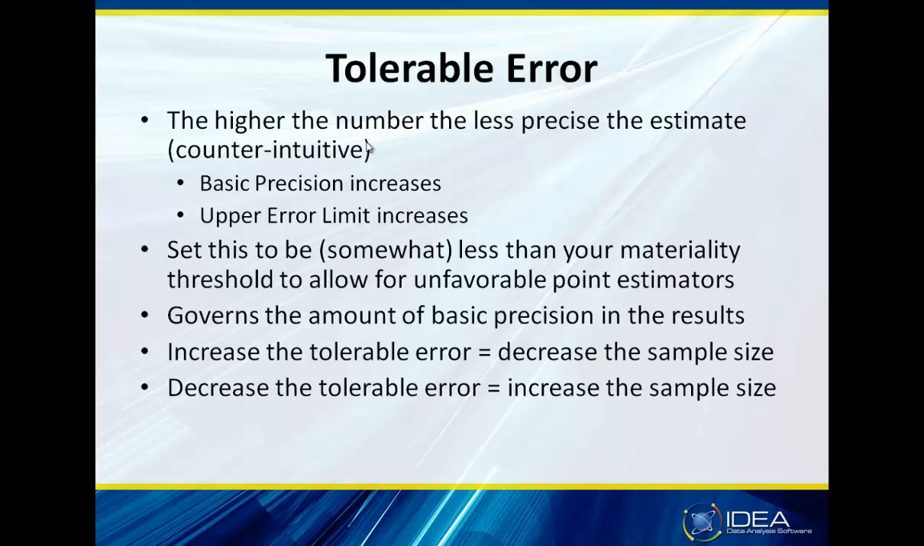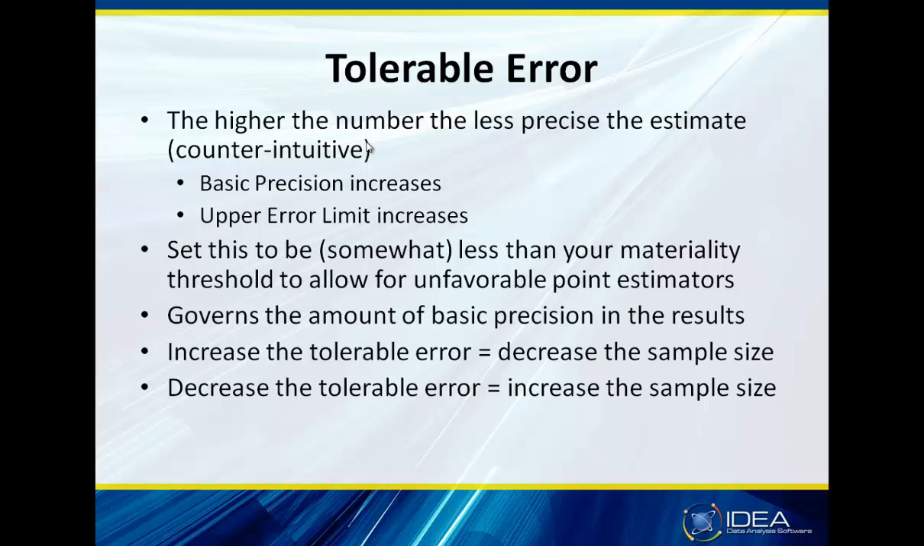Generally we look at the total value of the population, and we set some sort of percentage cut. So if you had a $10 million population and you wanted 5% from it, then you would be looking at $500,000 of error. So you would want to set the percentage for the tolerable error to be roughly where your materiality threshold would be.